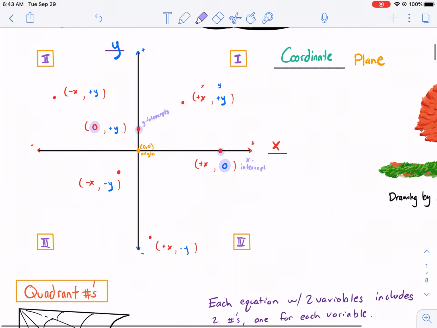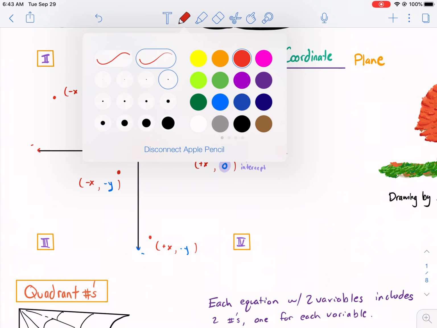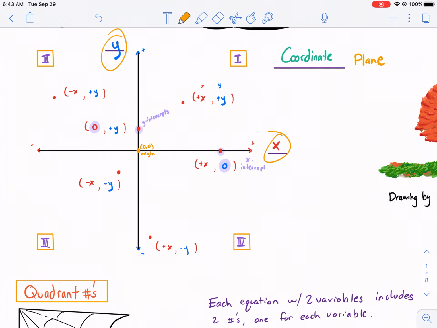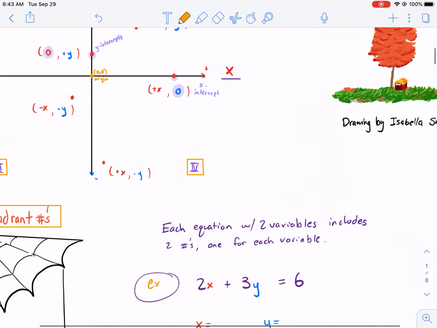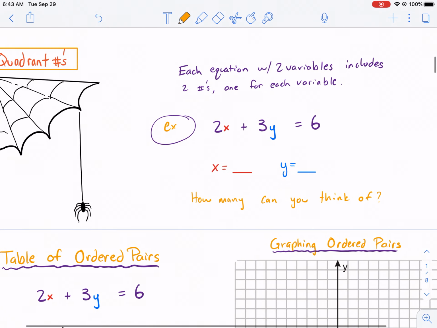Now, so we got the basics of this. We understand that we have two variables here. We have a y, we have an x, and because of that, we can go up, down, left, right, diagonally, in 2 dimensions. All right, so now, let's go into this example.